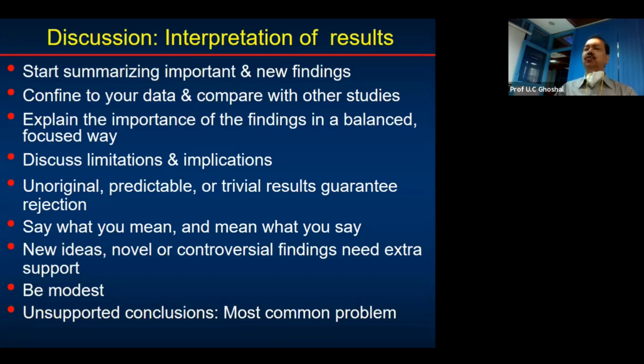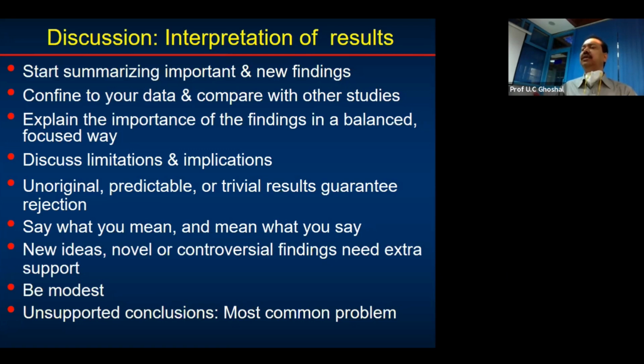So summarize the important new finding, confine to your data, and compare with other studies. In many discussions, people bring history and philosophy there. They will say the first case of this disease was described in November 2019, then say this probably began in the virology lab of Wuhan, then say maybe it could be a zoonotic disease. All those are not required, because your study is different and doesn't have anything to do with all that history. So confine to your data and compare how your data are similar to other studies and discordant with the other studies. Explain the importance of the finding in a balanced and focused way. Do not be too passionate about your finding. Don't think that you have to be proved always right. It is not that whatever I found must be the fact and there cannot be anything else. No. Discuss limitations and implications.